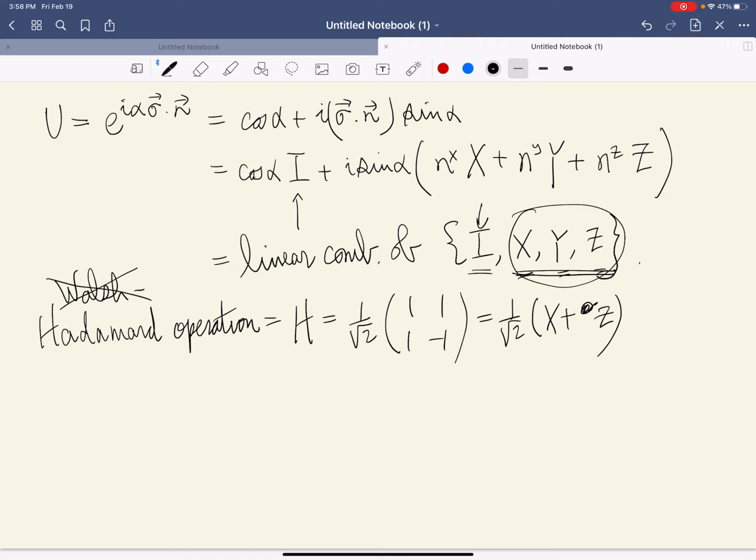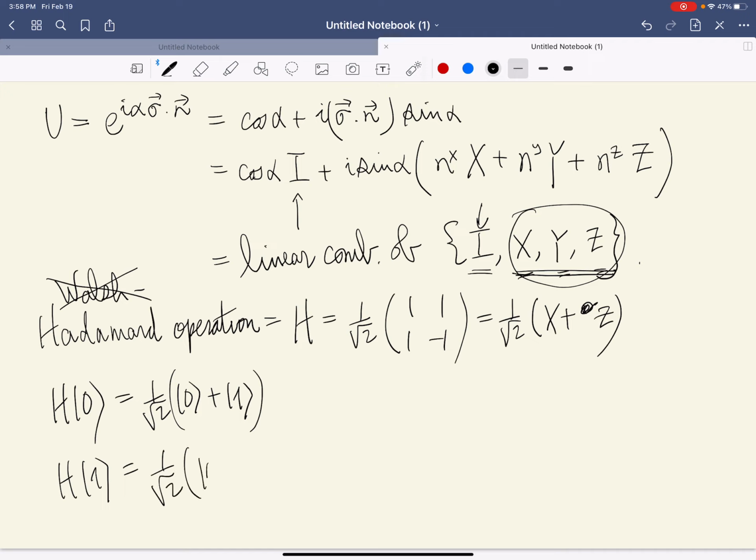Okay, so when this Hadamard acts on the 0, it returns a linear combination of the 0 and 1, like this. And when it acts on 1, it returns the other linear combination of 0 and 1 with a relative minus sign here. Okay, so this is nothing special. This is what people would normally call the change of basis.